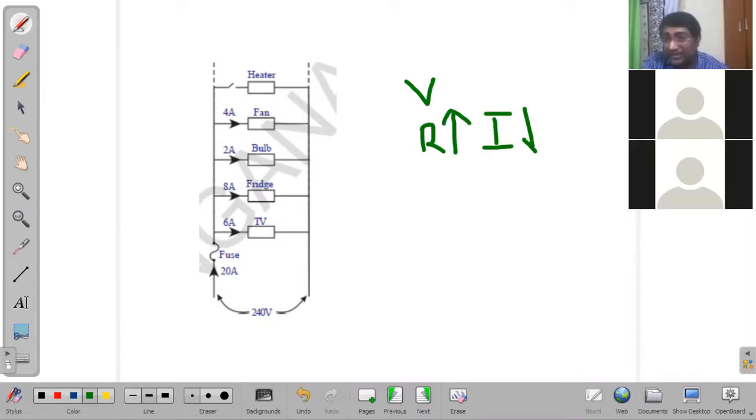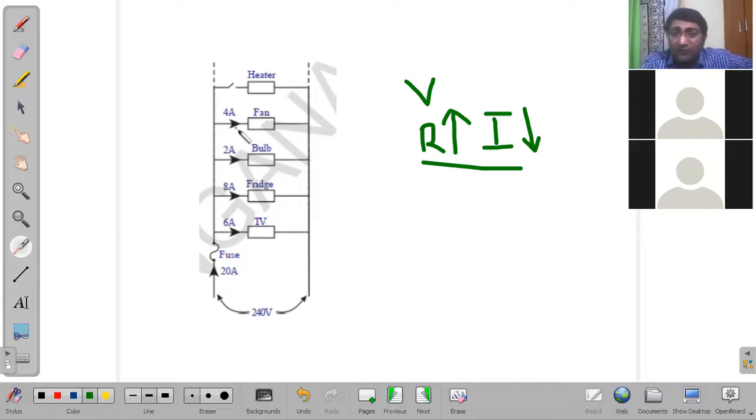When voltages are not constant, you cannot have this comparison. It's much more complicated. Here everything is having 240 volts. So this one is having less resistance, so more current is flowing through, and this one is having more resistance, so less current is flowing through.